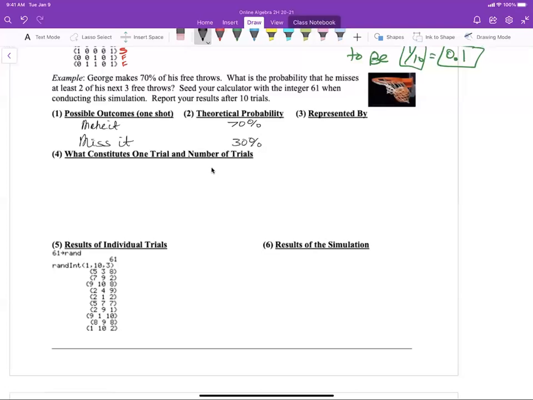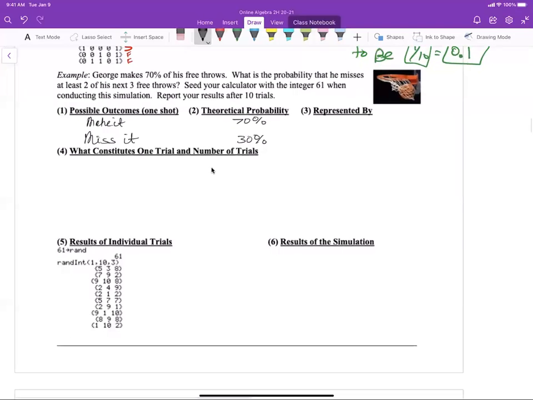Well, let's represent making it by numbers 1 through 7 and missing it by numbers 8 through 10. So 1 through 7 is going to be my numbers that say, yep, he made it. 8 through 10 are my numbers that say he missed it.